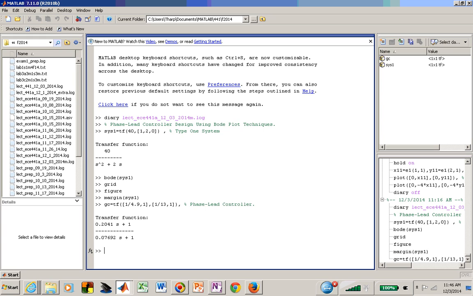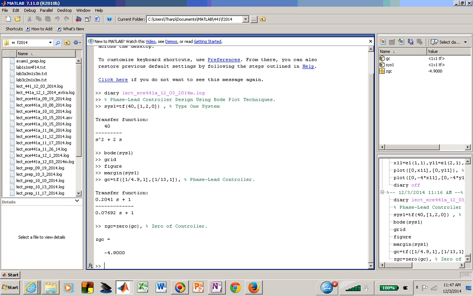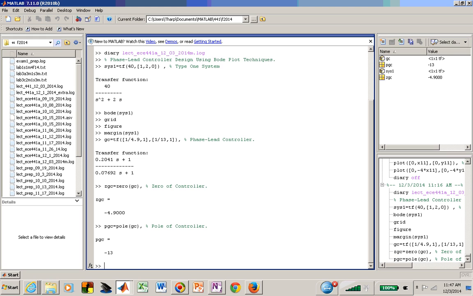We now want to combine that, and we could check that if we wanted to. We could say, what's the 0 of our controller? We could say z sub gc is the 0 of gc, just to double check that we're doing things right. And we could say the pole of our controller is the pole of that transfer function, and it's at minus 13.